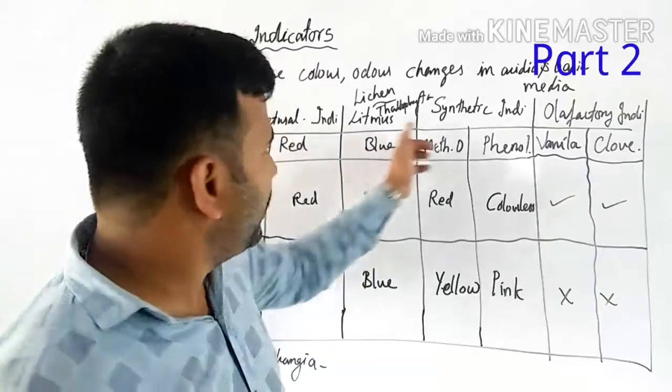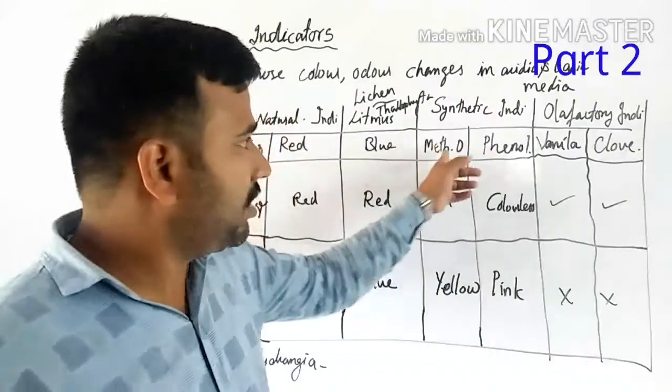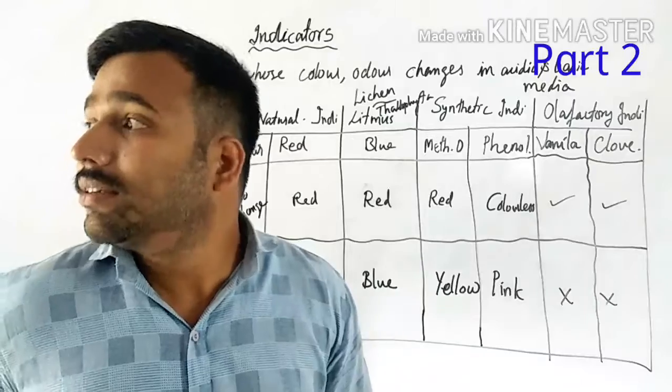When you take the example of synthetic indicators, we can see there are two types of synthetic indicators.